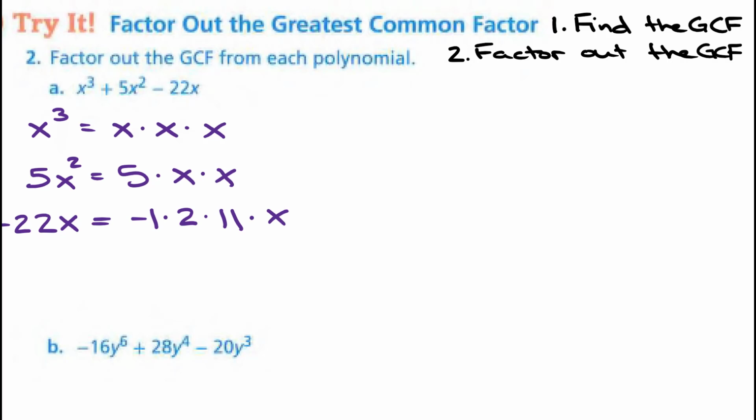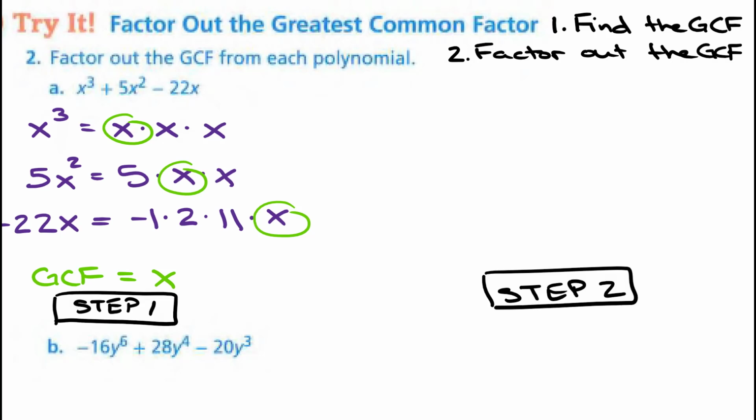So if we're looking for the GCF, the only term that all 3 have in common is x. So if this was like example 1, we'd say our GCF is x, and we'd be done. But that's not our final answer. This was just step 1. And now for step 2, we need to factor out the GCF.